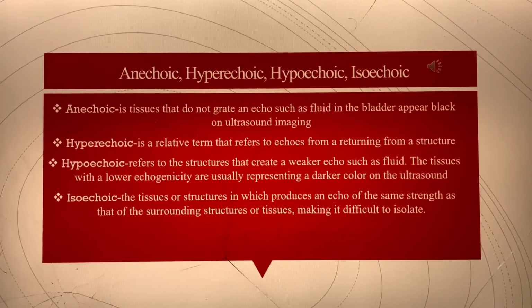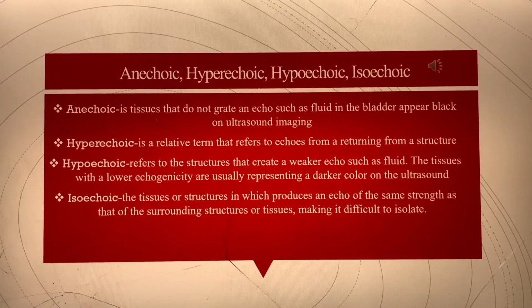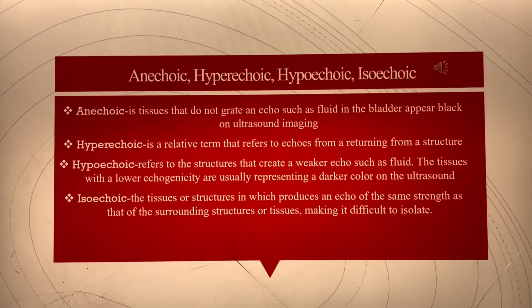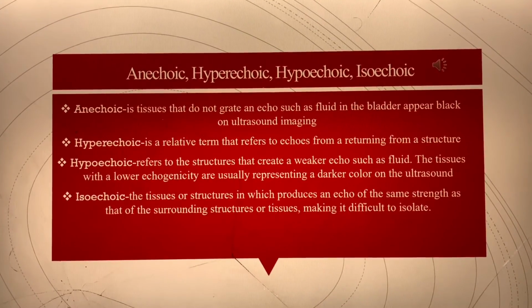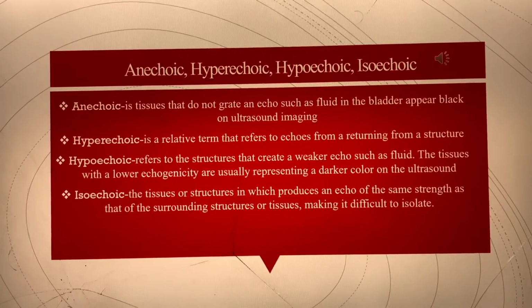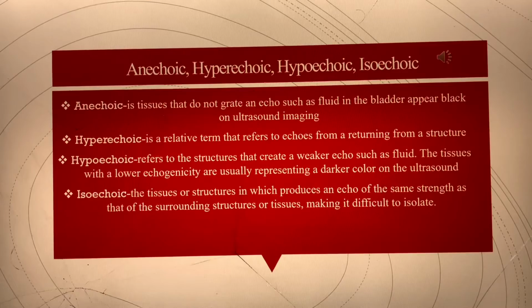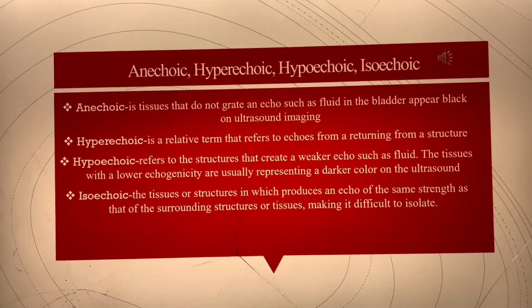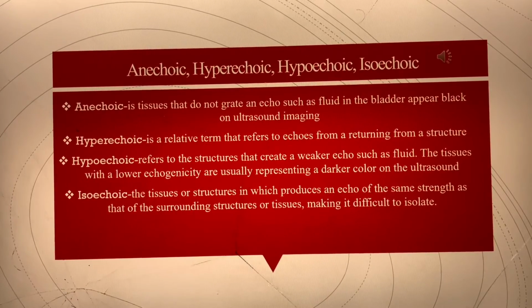Hypoechoic refers to a structure that creates a weaker echo, such as fluid. The tissue with a lower echogenicity usually appears as a darker color on the ultrasound. This one gives off fewer echoes. They are darker than the surrounding structures. An example of these would be a lymph node or tumors.